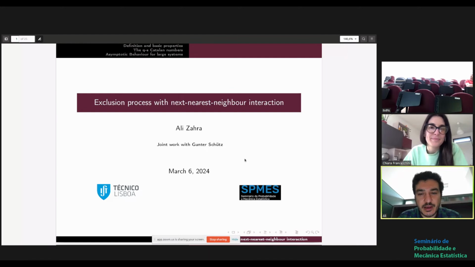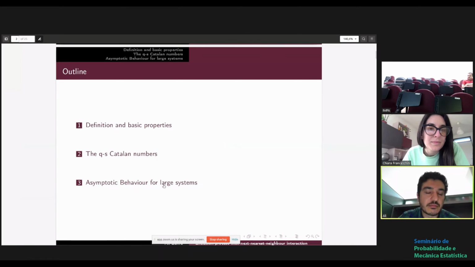This work that I'm going to talk about is joint with Gunter Schütz. I did it recently during my postdoc in Lisbon. The title is exclusion process with nearest neighbor interaction. I will first provide a definition and basic properties, including the invariant measure of the model. Then I will speak about q-Catalan numbers and how they help us to compute the partition function, and also how they help us to extract the asymptotic behavior of large systems.